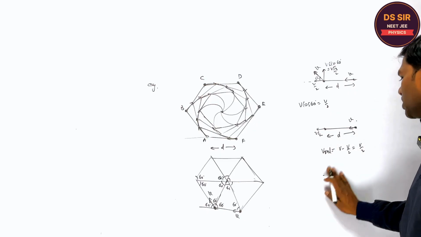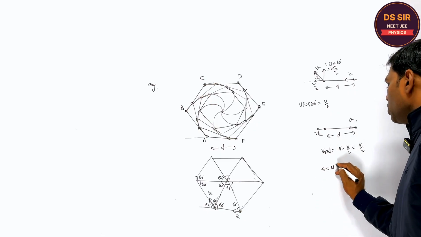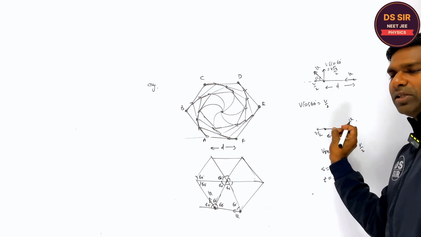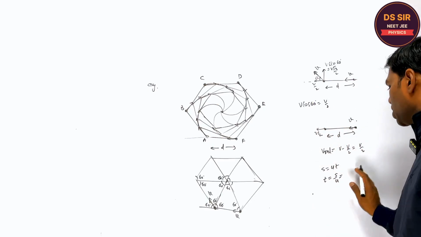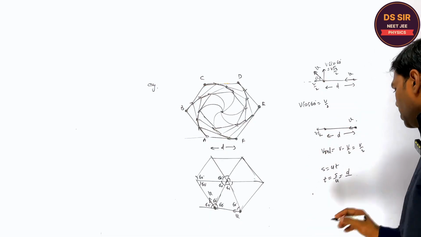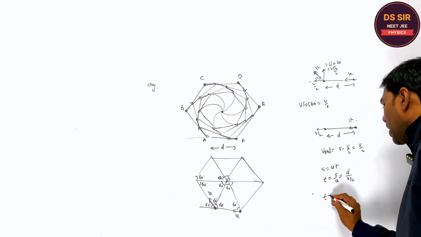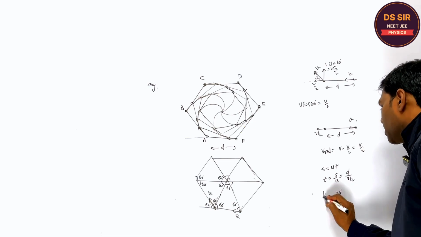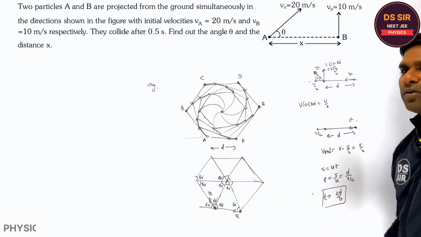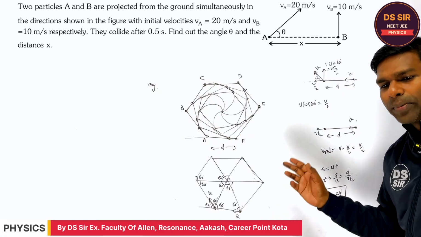The relative velocity. So S is equal to ut, time is equal to distance upon u. What is the distance? What is the separation between each particle initially? Say d. And what is the relative velocity? Say V by 2. So the time after which they will meet at the center of the hexagon is 2d upon V, right? Copy this.